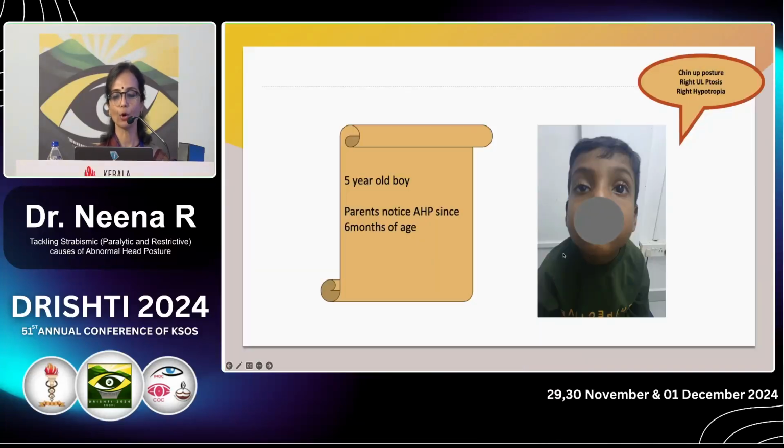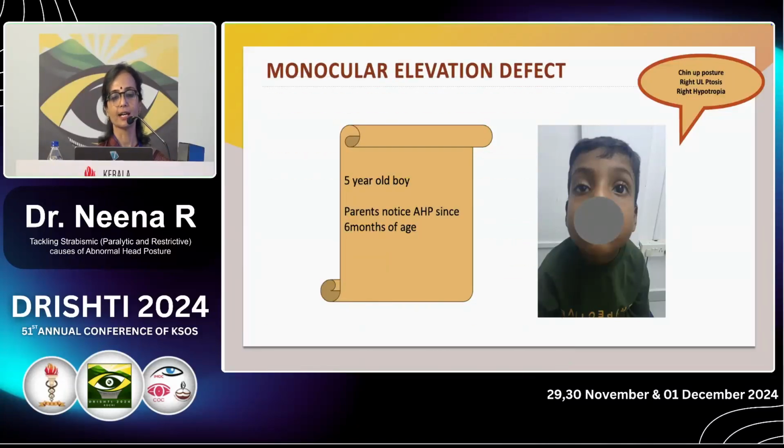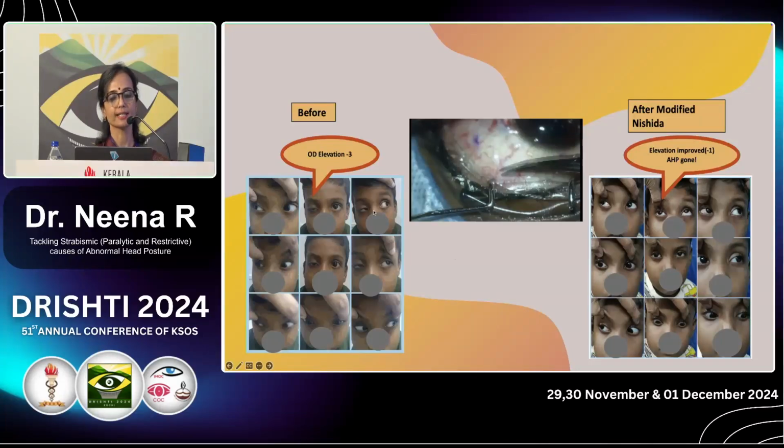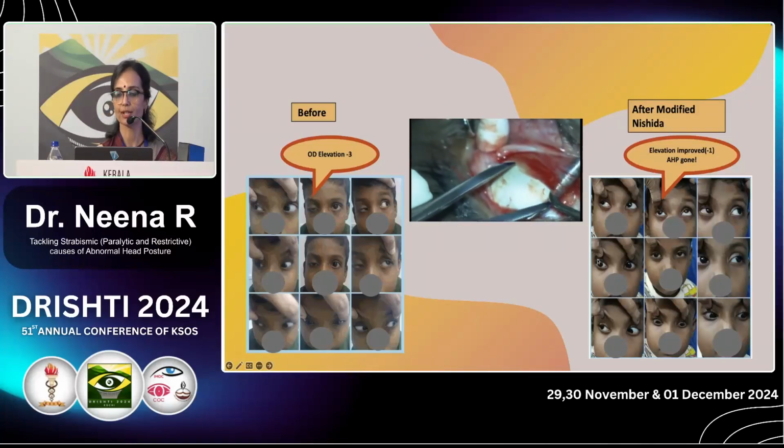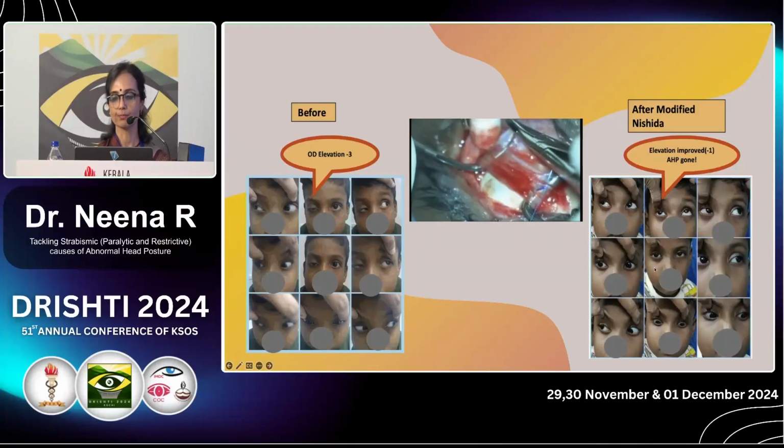This 5-year-old boy has a classical chin-up position, ptosis. This is a classic monocular elevation defect, a right hypotropia. You can see that elevation is -3. And we did a modified Nishida for him, and his abnormal head posture and ptosis and hypertropia improved very well.